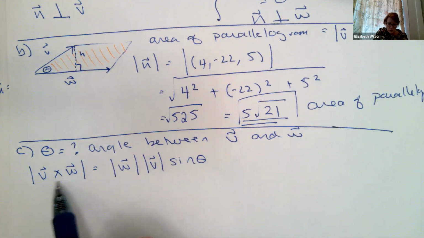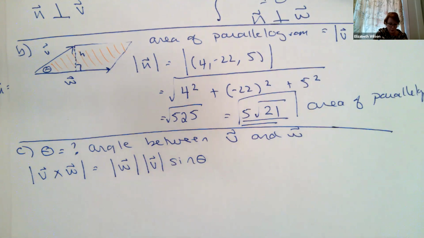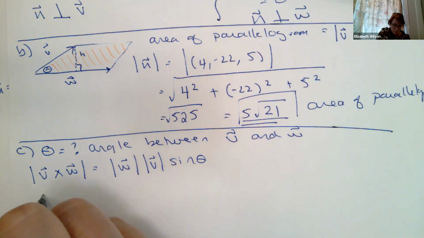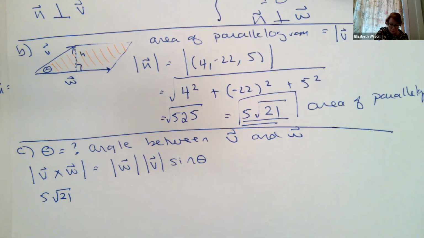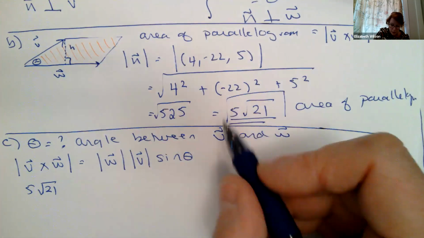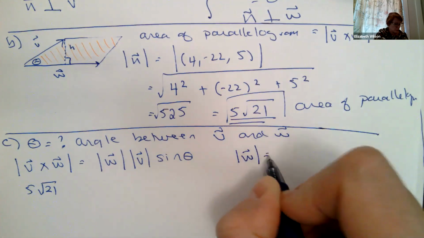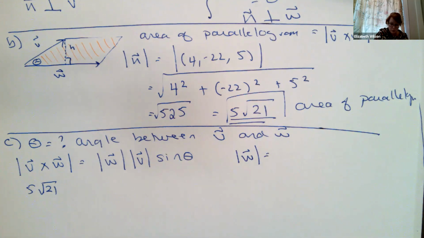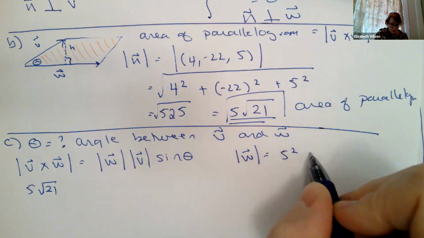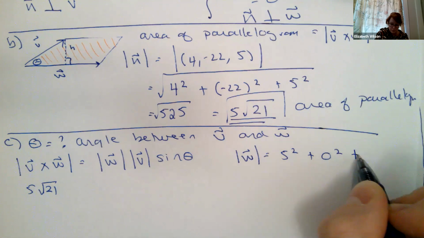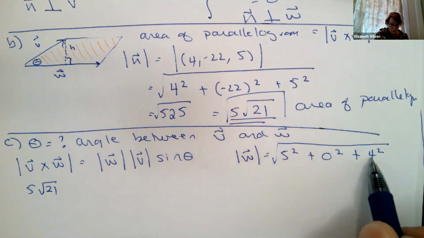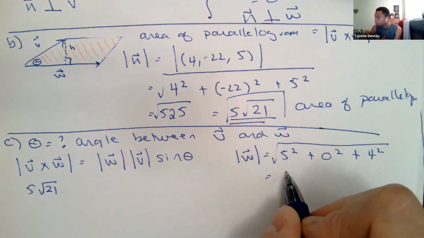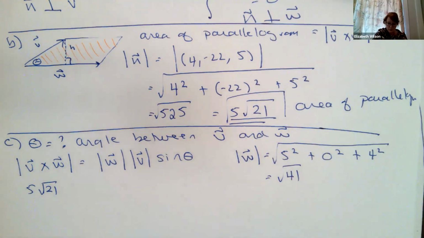So this we just calculated here in part B. This is going to be 5 radical 21. That's the magnitude of my cross product. I have to figure out what's the magnitude of V and the magnitude of W. So I'm going to do that offline. So W magnitude. If I calculate the magnitude of W, I have to square each individual component, sum them up and take the square root. 25 plus 0 plus 16, I'm going to get radical 41. I'm going to leave it in terms of radicals.